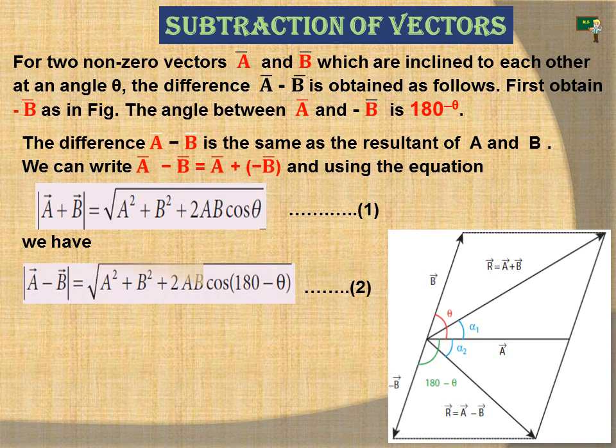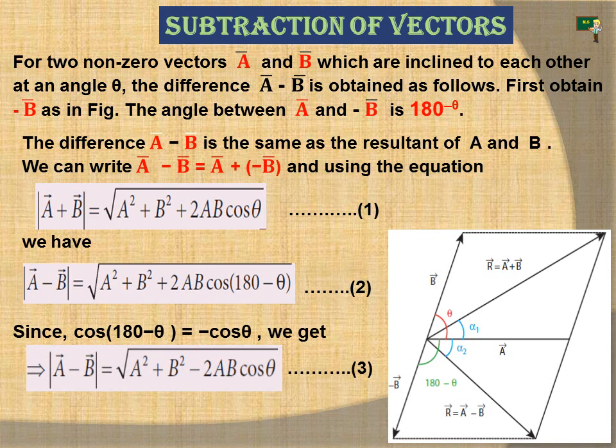So we have modulus of A vector minus B vector is equal to root of A square plus B square plus 2AB cos of 180 minus theta. For this term we use 180 minus theta. As you know, cos of 180 minus theta is equal to minus cos theta. So we substitute minus cos theta here, and we put the minus here.